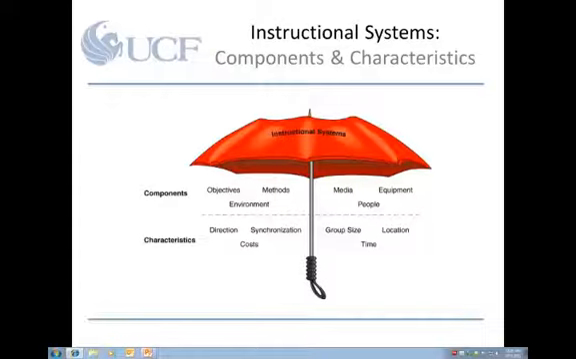There are also characteristics of the instructional systems, and that is direction, the synchronization. Is it synchronous or asynchronous? What costs are involved? What group size issues are there? What location? And how much time is involved? And all of these components and characteristics go together to make up the instructional system.